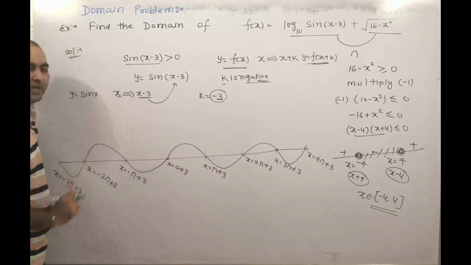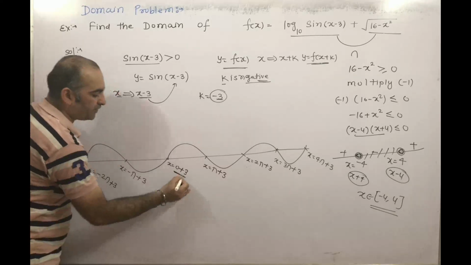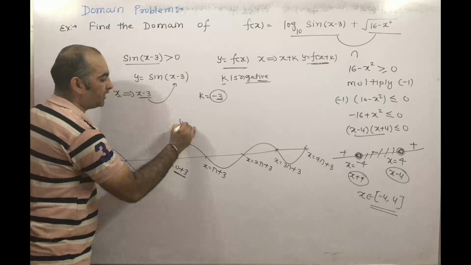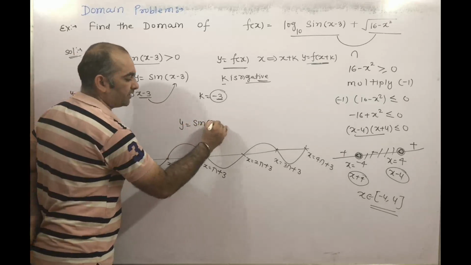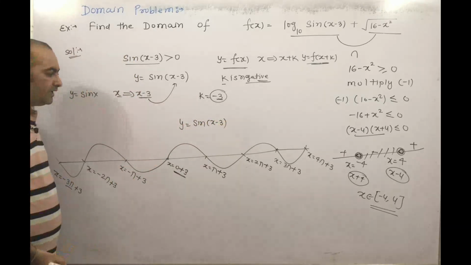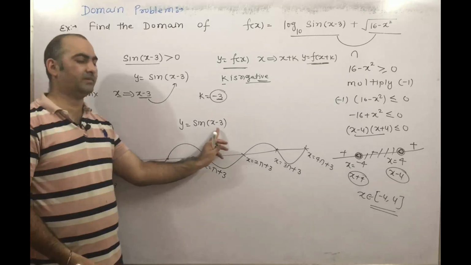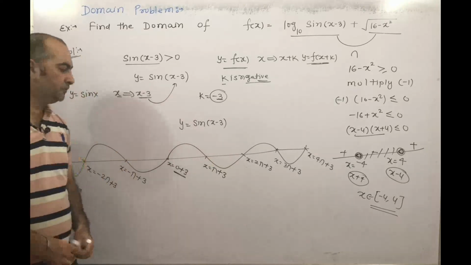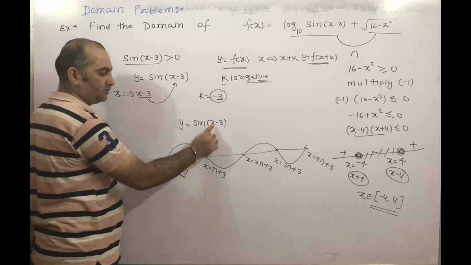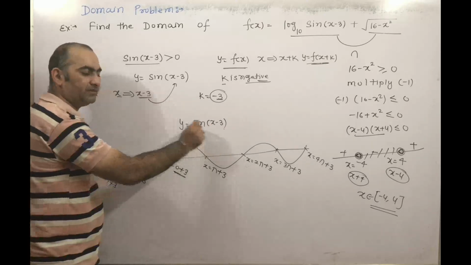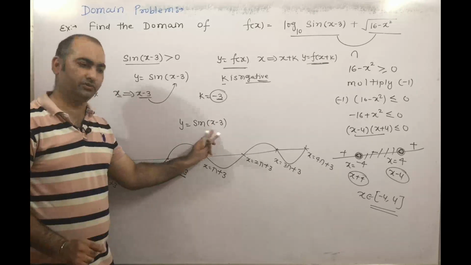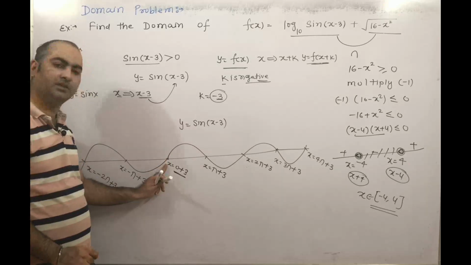Okay, if you want to verify this, how to verify? This is the graph of y equal to sine of (x minus 3). If I put x equal to 3, sine of 3 minus 3 is 0, and sine 0 is 0. So it will come on the x-axis, and this point will come.